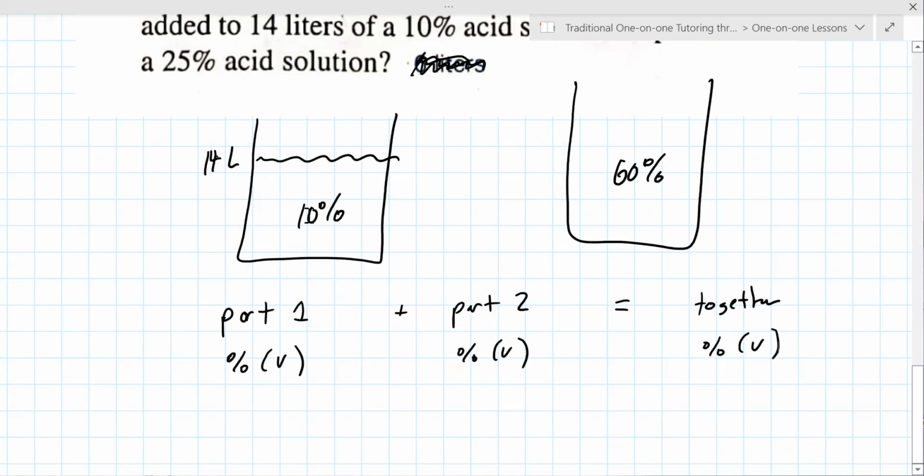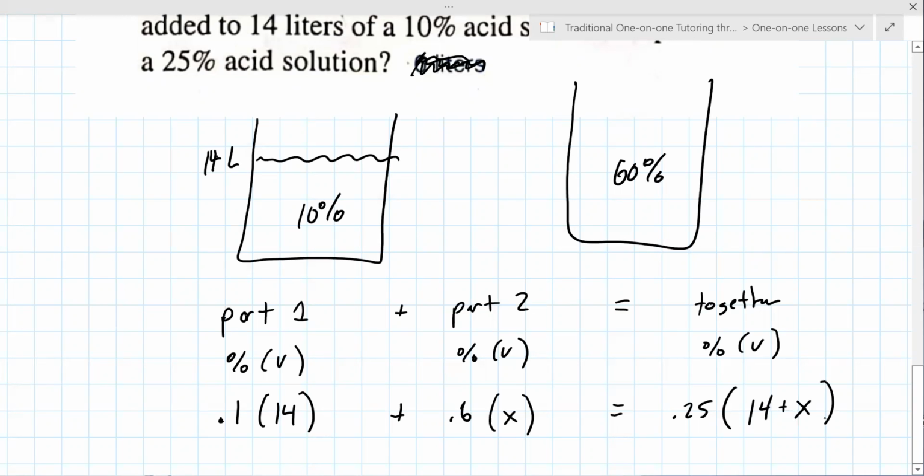So you start with this one, which is 10%: 0.1 times the 14, plus part 2, which is 0.6, but do we know how much we're adding? No, we'll call that X. Together, they make a 25% solution. And the volume together is what you started with, the 14, plus however much you added. Percentage times amount, percentage times amount, percentage times amount. That's going to be the key to doing these problems.